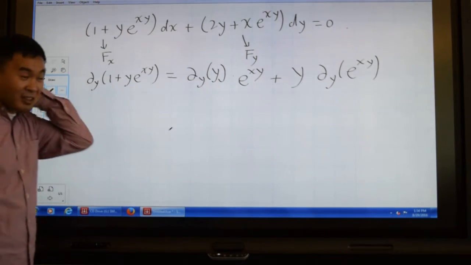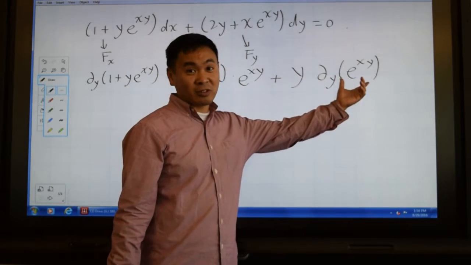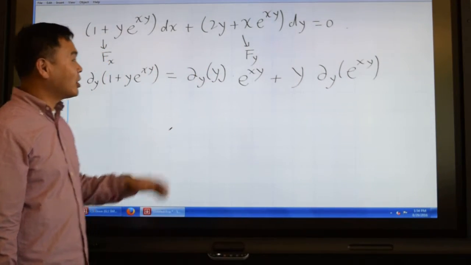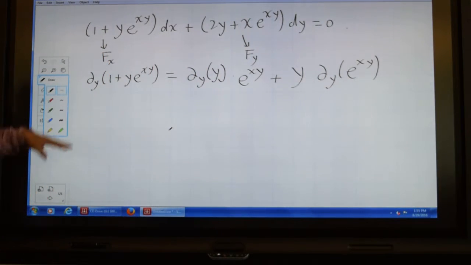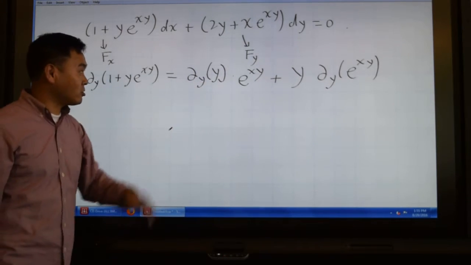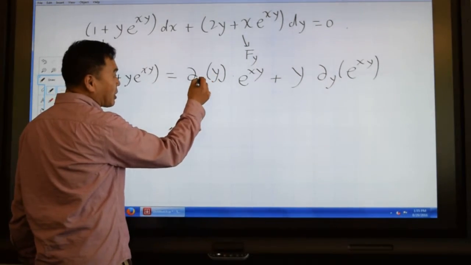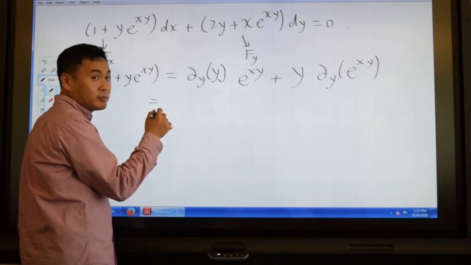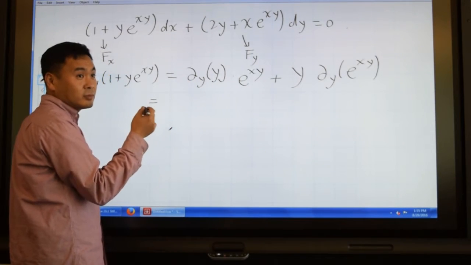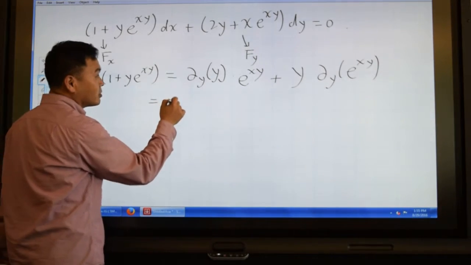Come to think of it, I usually had the derivative of the second one first, but it doesn't matter. Okay? Product rule just means you differentiate one by one while keeping the other unchanged. So if you differentiate y by y, what would you get? 1, right?